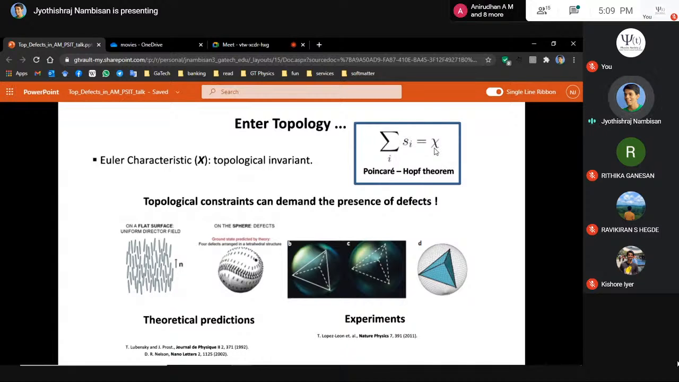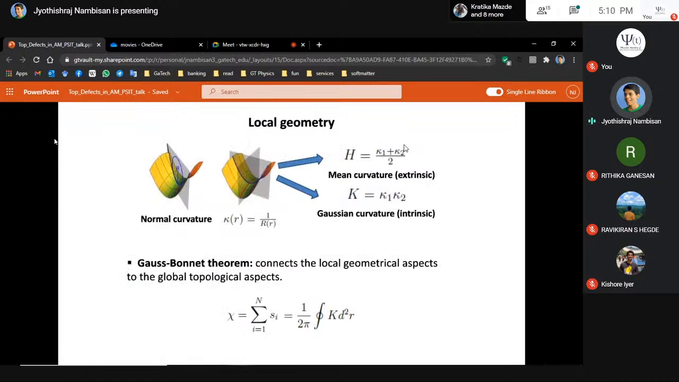That's all it says. It doesn't say how these charges should be distributed. It doesn't say how many charges have to be there. It doesn't say anything about the microscopics or the specifics. So in that sense, topology puts a global constraint on the system and not a local one. And that is what has been verified in theory and experiments. But the local constraint in this system is specified by the geometry.